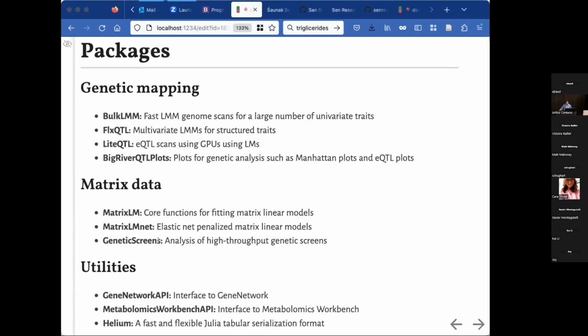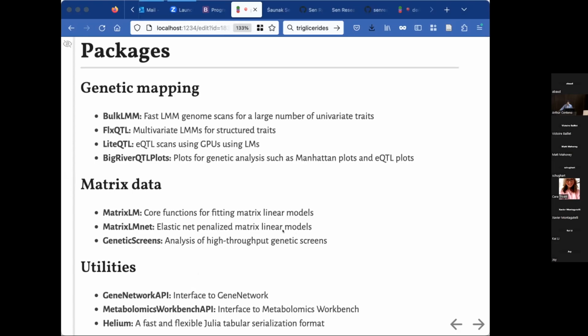We have 3 packages on matrix value data. These are what I would call structured matrix value data. And they are organized around the idea of bilinear models. And if we have time, I'll try to explain what they are. And we have applied them to metabolomics, genetic screens, eQTL scans. A lot of familiar problems can be cast in terms of these bilinear models.